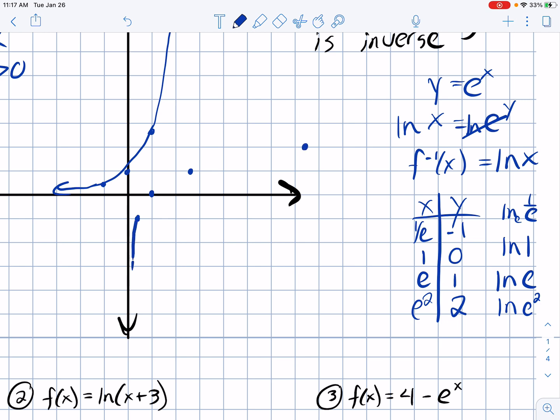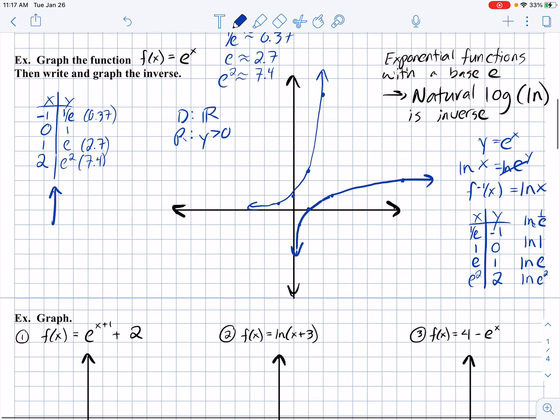This looks just like a log function because it's pretty darn similar. It's just a log function with a base e, a natural log. Domain is everything greater than your vertical asymptote. Range is all real numbers. And again, you might notice that these are reflecting over the line y equals x because they are inverses of each other.